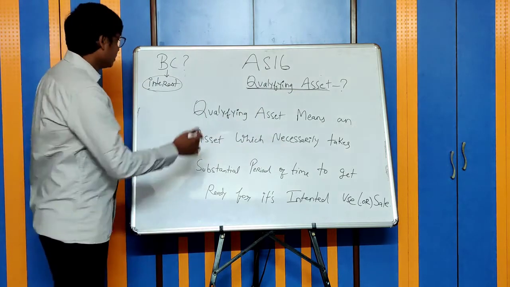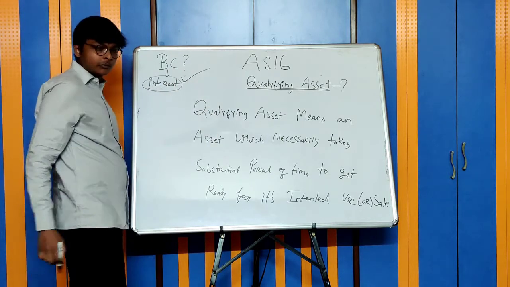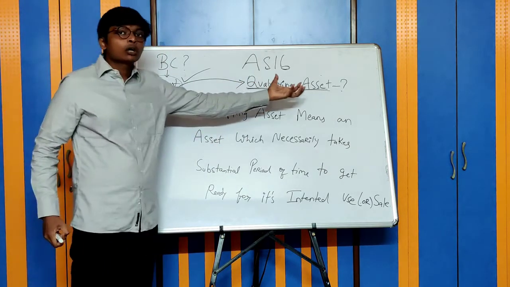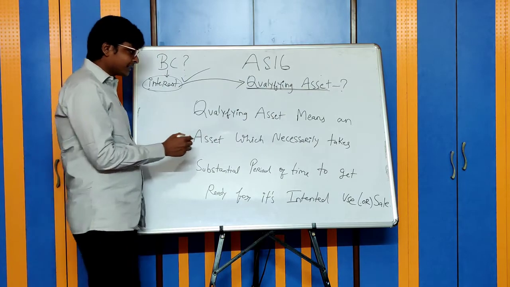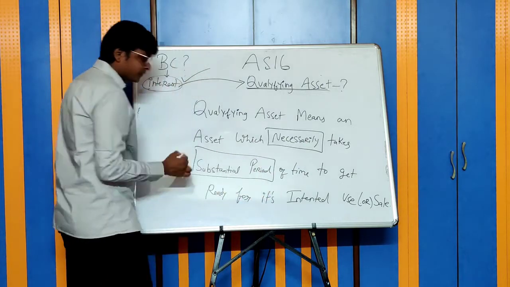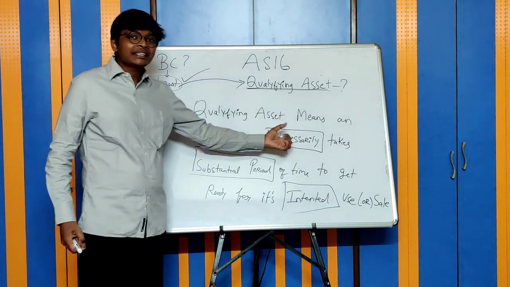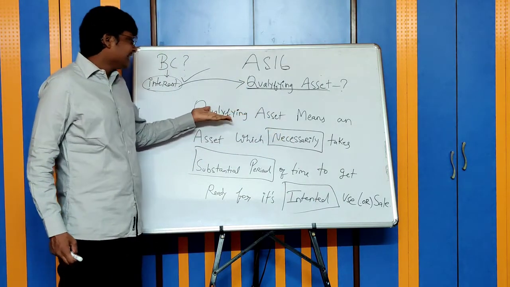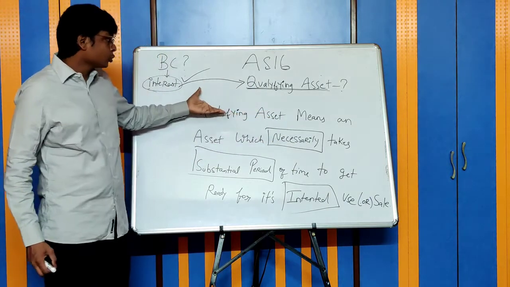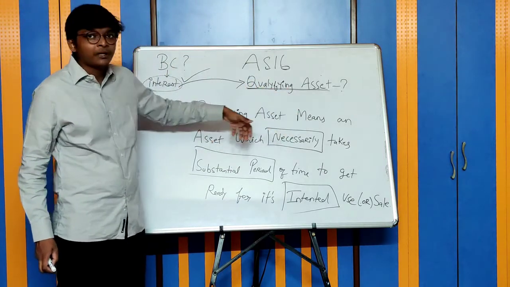What are the keywords here? Here it says first, borrowing cost is incurred for a qualifying asset. So first we should know what a qualifying asset is. A qualifying asset means an asset which necessarily takes a substantial period of time to get ready for its intended use. Now, what are the keywords here? Necessarily means, let us say plant and machinery. The company is constructing a new plant and machinery. So a qualifying asset, plant and machinery, means an asset which necessarily takes a substantial period of time.